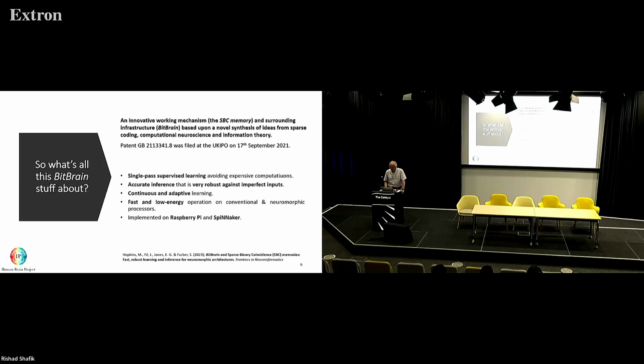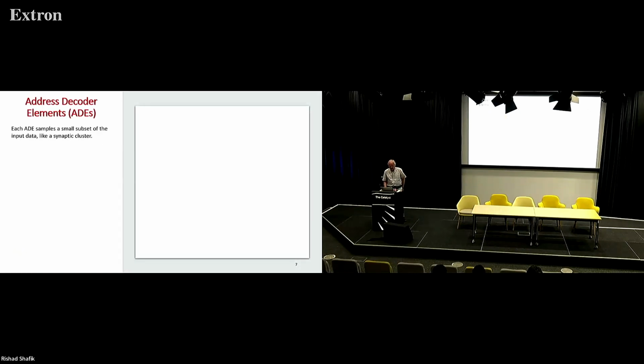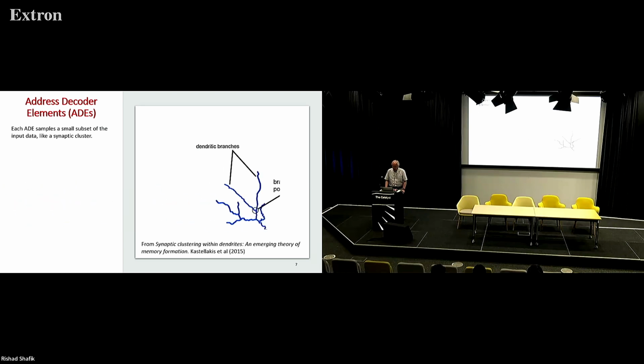So how does it work? Well, we start with the concept of an address decoder element. This is basically a feature detector in conventional neural network parlance. Each address decoder element samples a small subset of the input data, and this is a bit like a synaptic cluster. The image showing is not the one I expected to appear here. This one was deleted a long time ago. But anyway, it serves the purpose.